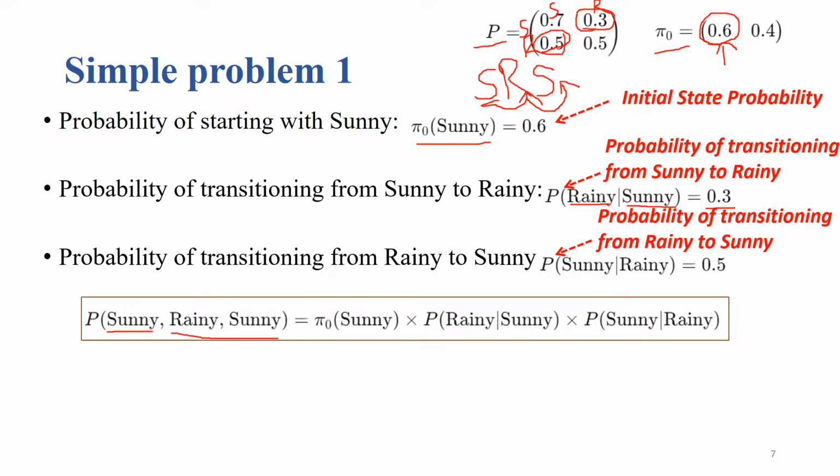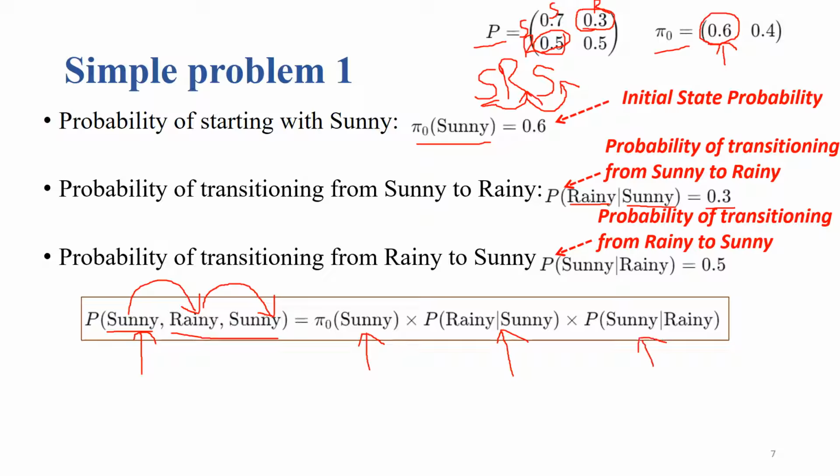This is the sequence. So we are starting from sunny. That is the initial state probability. And we have a transition to rainy from the sunny. So that is what is given here: the probability of rainy given sunny. And there is a transitioning from rainy to sunny again, which is the probability of sunny given rainy.